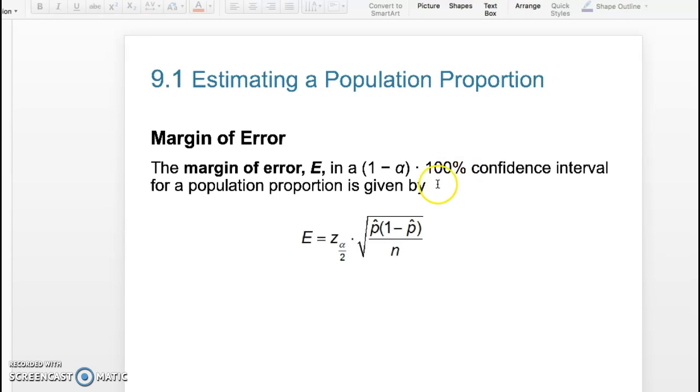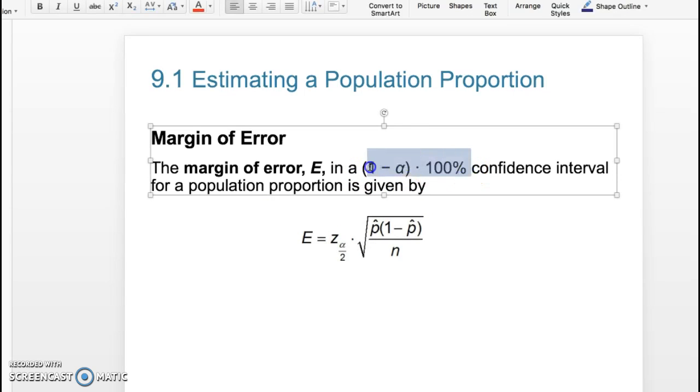I don't want to get too technical about this part yet because I want to get us into some examples, but there's 3 levels of confidence that we're going to look at. Here, this 1 minus alpha times 100%. Normally in a problem, they're not going to give you this. They're going to say, calculate a 90% confidence interval, or a 95%, or a 99%. Those are the most 3 common.